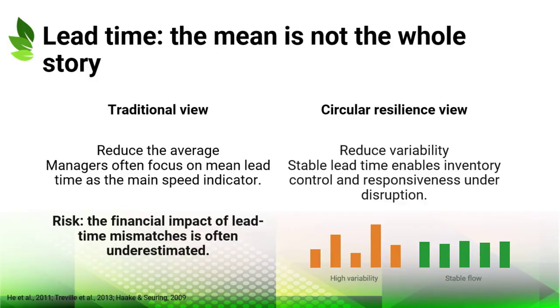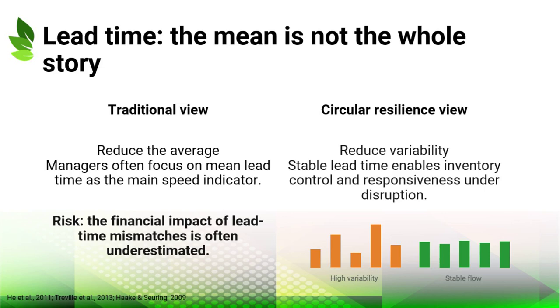Lead time is another useful but incomplete indicator. Many managers focus on reducing the average lead time, because shorter delivery appears to mean faster performance. The chapter emphasizes that the mean is not the whole story. Variability can matter even more, especially for inventory planning, responsiveness, and disruption management.